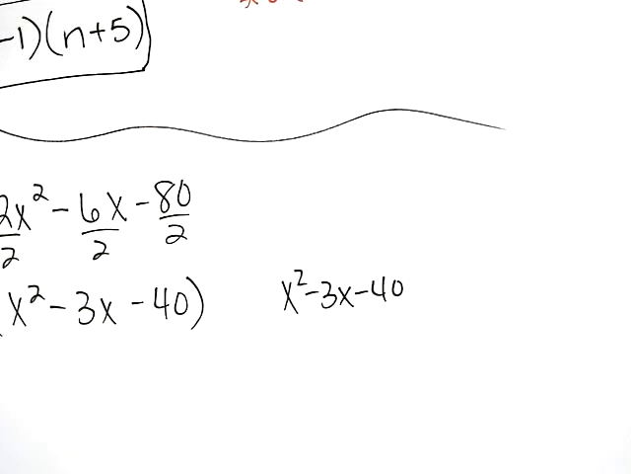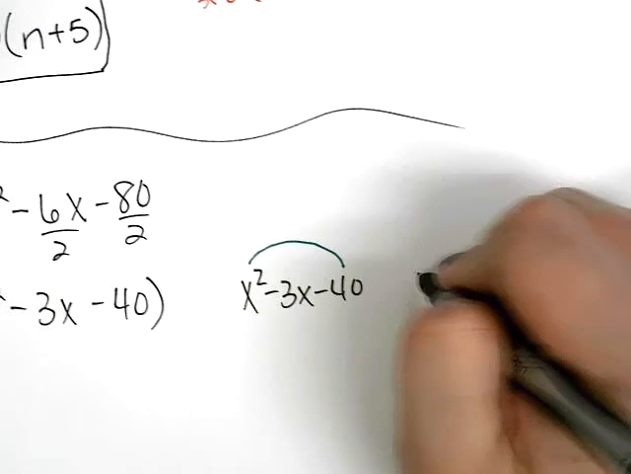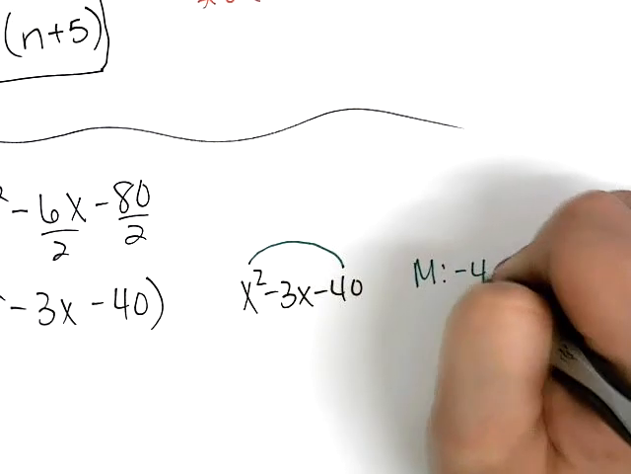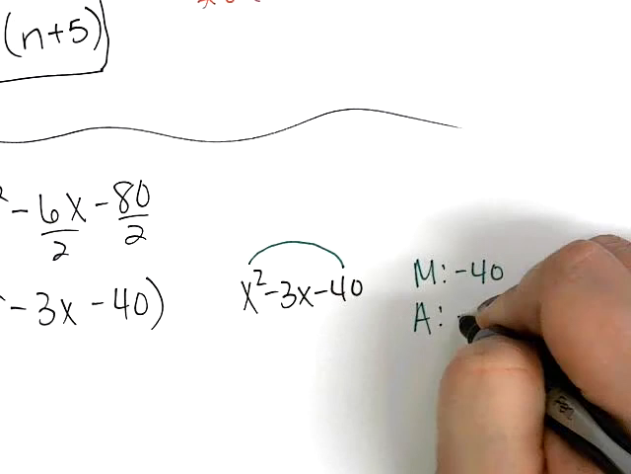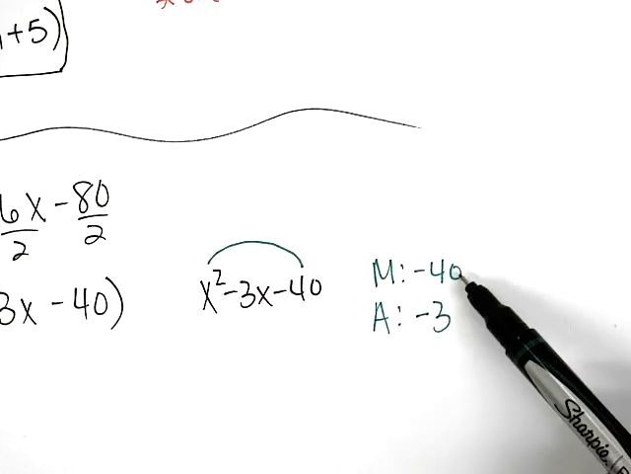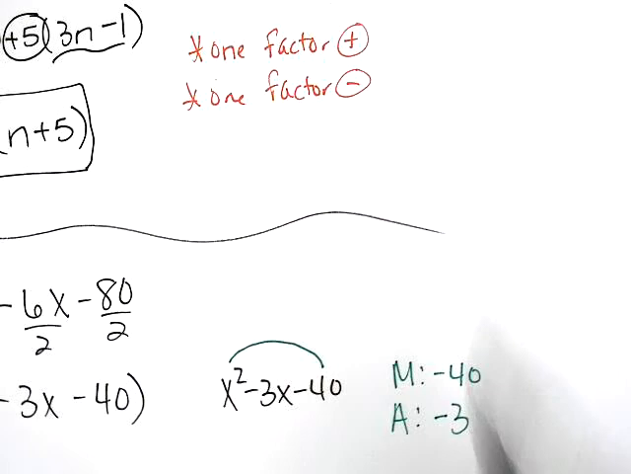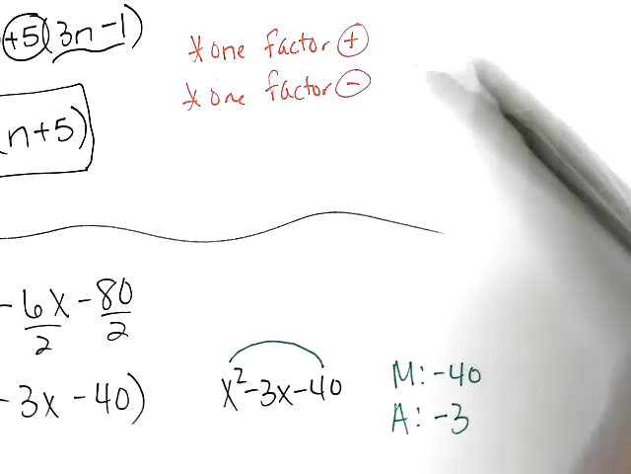So multiply your first and your last term. And we know that we need two numbers that multiply to negative 40, and we want them to add to our middle term, which is negative 3. So again, we're multiplying to a negative number, which means just like up top, we're going to want one factor that's positive and one factor that's negative.